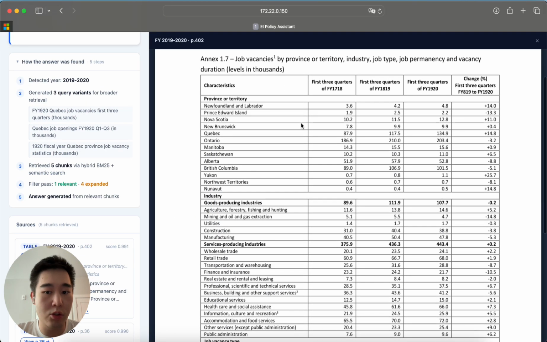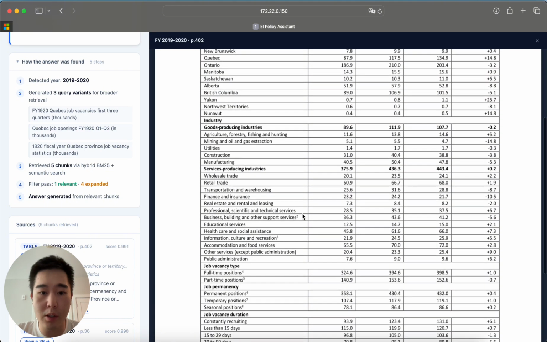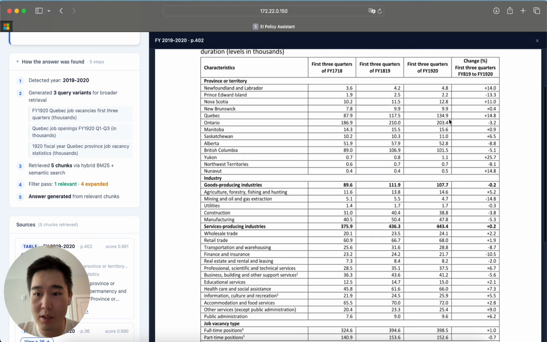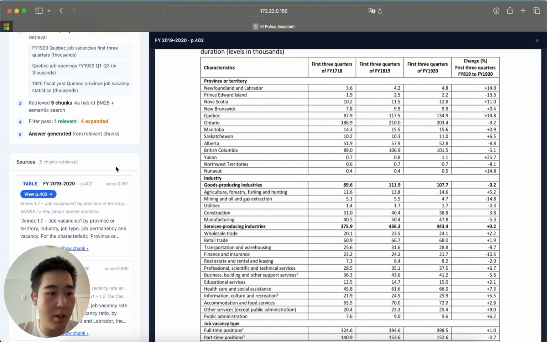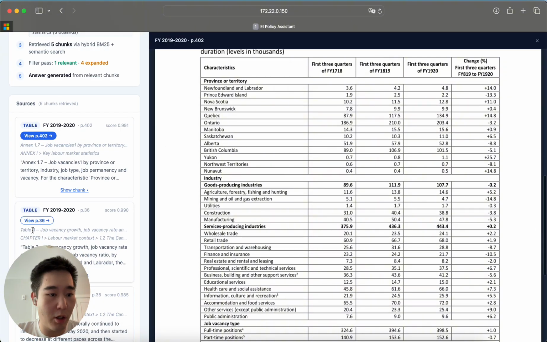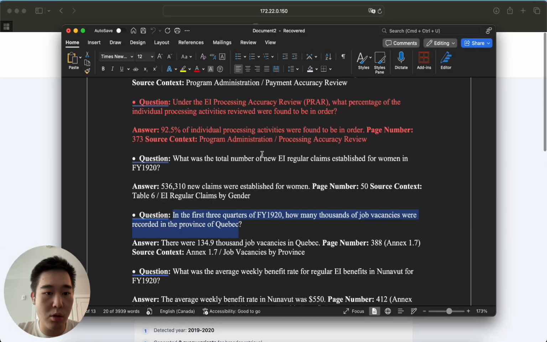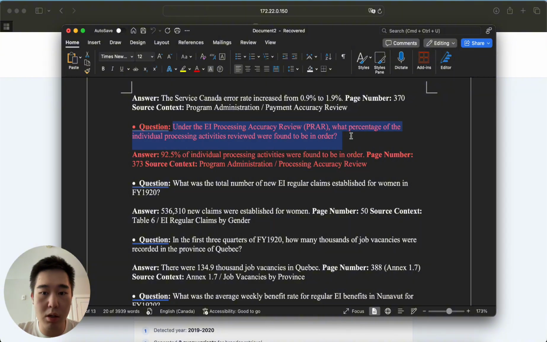Okay, so it draws the answer from the table here, looking for the Quebec question. I don't know where it is. Okay, 134.9. That's where it draws the number from. That's what we're looking for. And the other parts might be helpful, but the LLM decided not to use them. That's part of it.